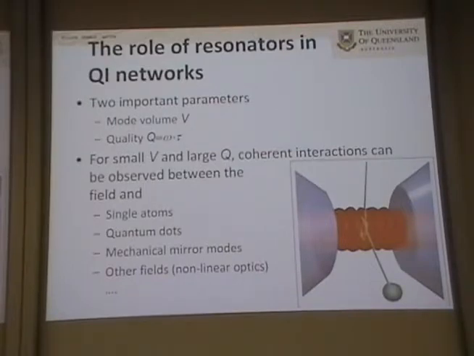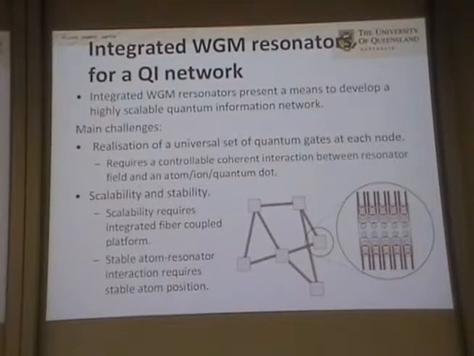What we're interested in is this coherent interaction between an artificial atom and an optical field. You can imagine if you had an integrated optical resonator, then you can have several of them on a chip, or fiber coupled in one node, and then fiber connecting that to other nodes. So you have, at least in principle, a very nice scalable network with which you can do quantum information. The main challenges here are, A, being able to realize a universal set of quantum gates, that means doing all the gates we normally do in classical optics, but doing them quantum mechanically at each node, which requires, as one part, this controllable coherent interaction between the resonator field and the atom or quantum dot.